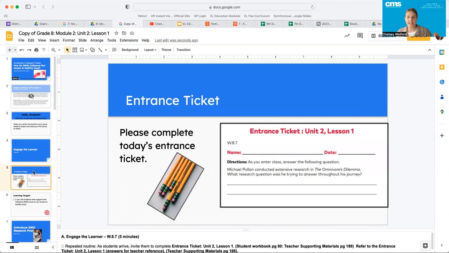This ticket asks, Michael Pollan conducted extensive research in The Omnivore's Dilemma. What research question was he trying to answer throughout his journey? So please go ahead now. Pause the video, work to answer this, and have some discussion once you guys are done. You can come to me when you're ready to continue.